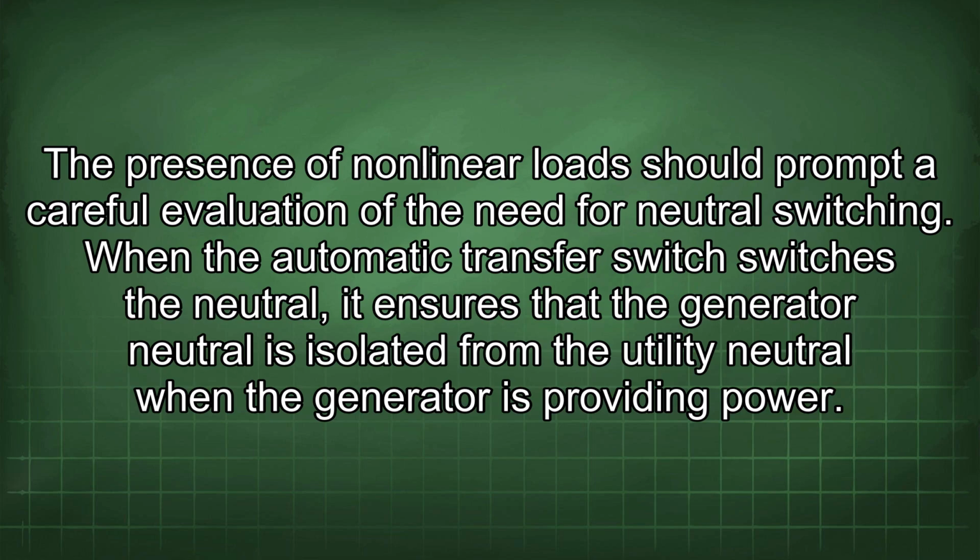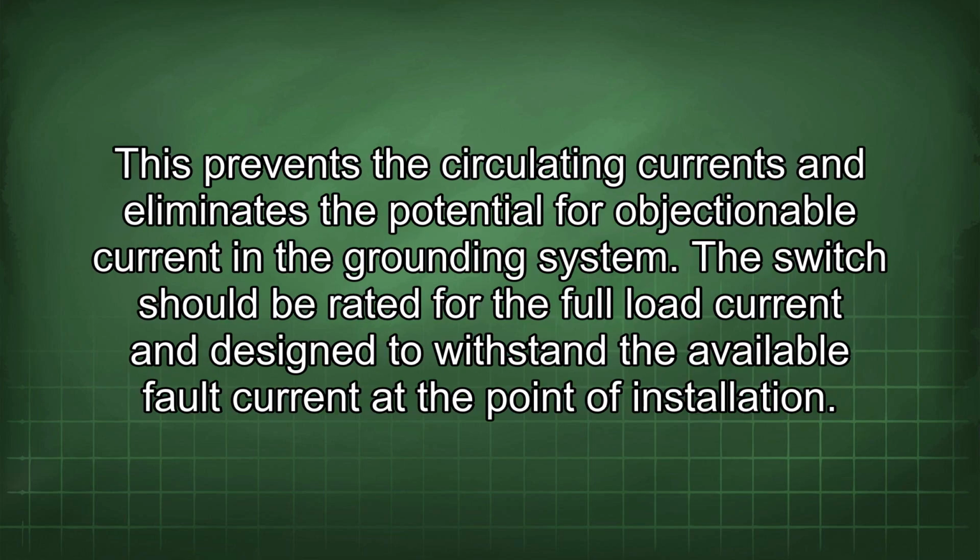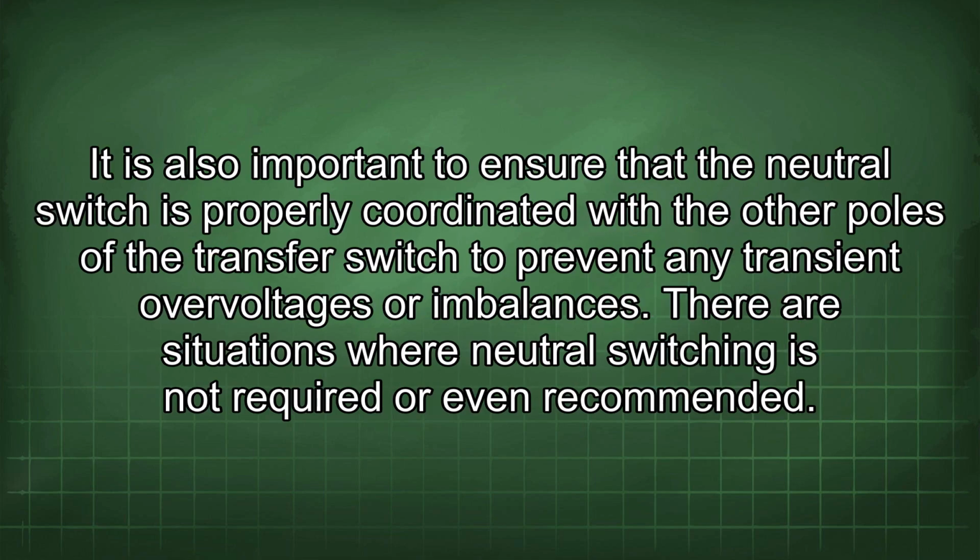When the automatic transfer switch switches the neutral, it ensures that the generator neutral is isolated from the utility neutral when the generator is providing power. This prevents the circulating currents and eliminates the potential for objectionable current in the grounding system. The switch should be rated for the full load current and designed to withstand the available fault current at the point of installation. It is also important to ensure that the neutral switch is properly coordinated with the other poles of the transfer switch to prevent any transient overvoltages or imbalances.